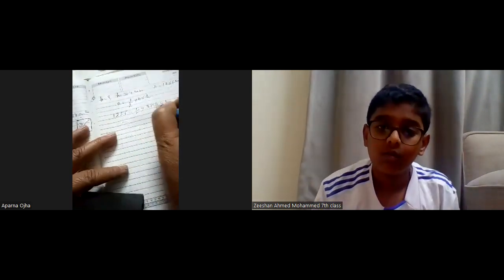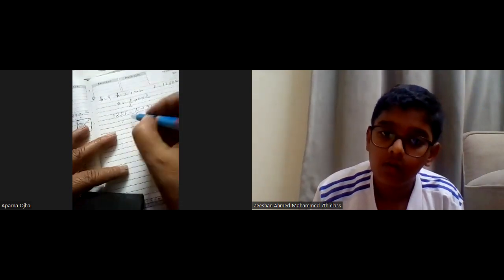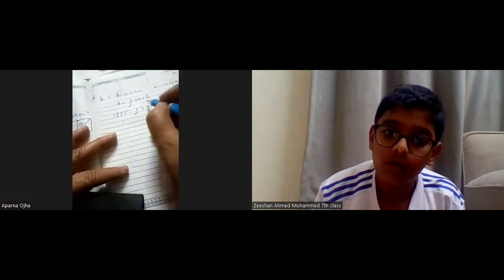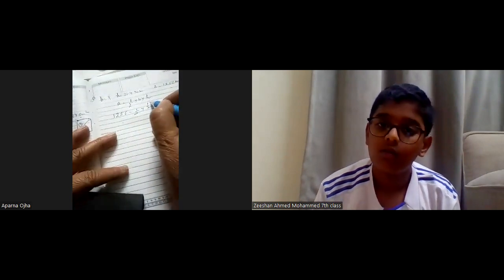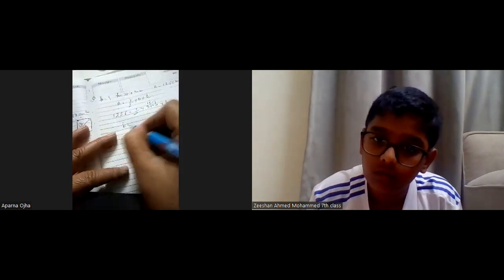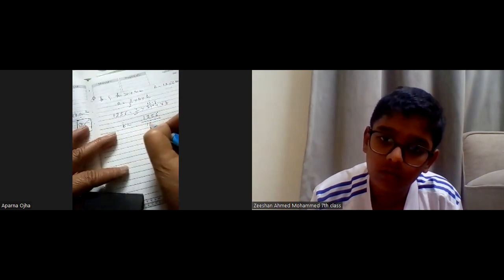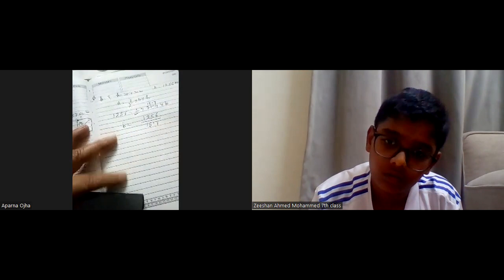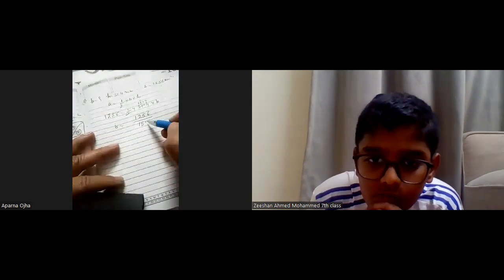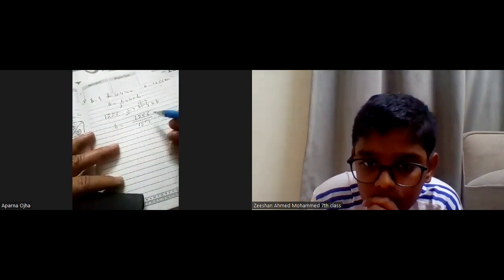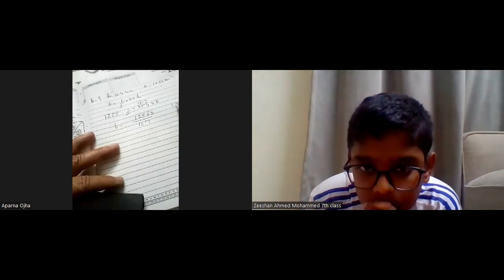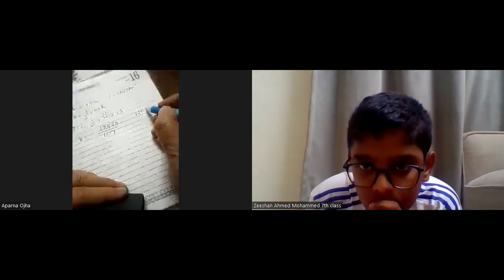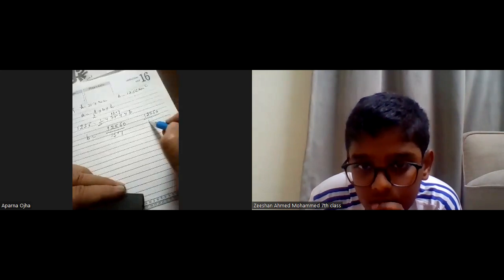Or directly you can cut it, because this last digit is 4, so by 2 also you can divide. That is also easy for you. 2 1s are 2, 2 5s are 10, 15.7. So breadth equals 1256 divided by 15.7. Remove the decimal and put here 0. So this is 12560 upon 157.